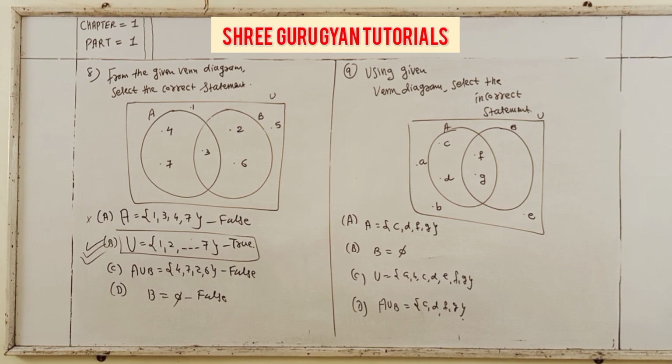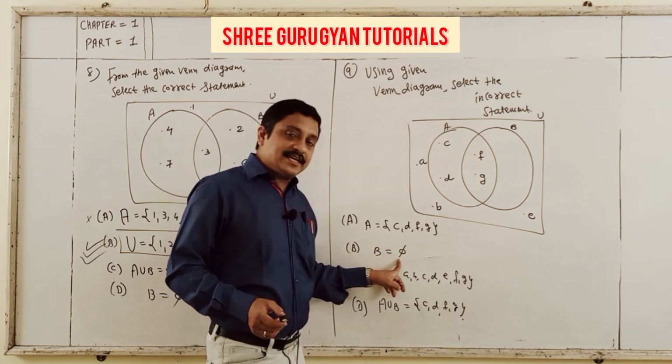B is null set. Who is telling B is null set? Why? Why say B is null set? Incorrect. What is the correct? Okay, tell your answer, students. See, B is null set.